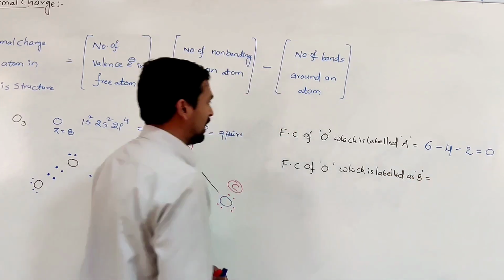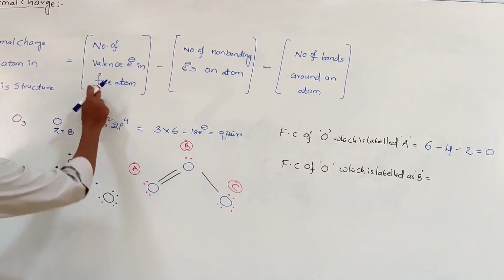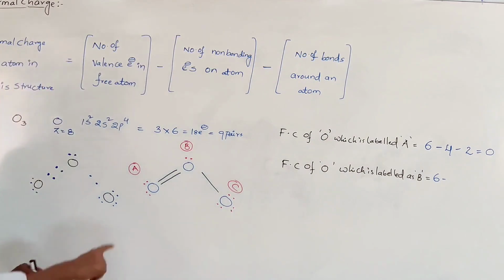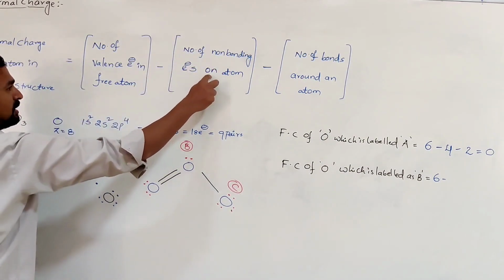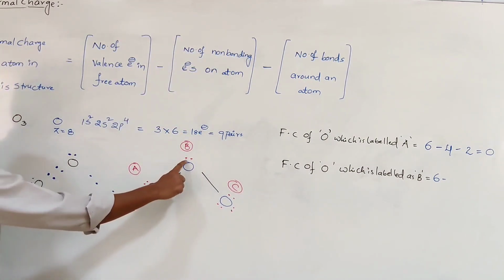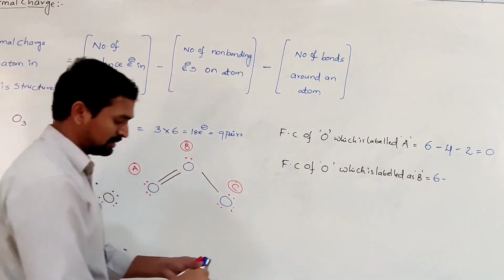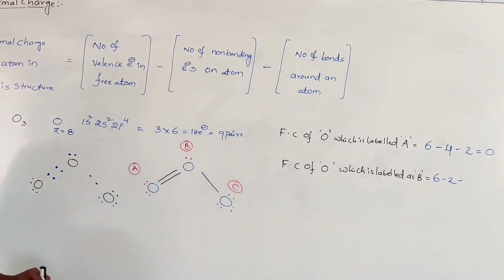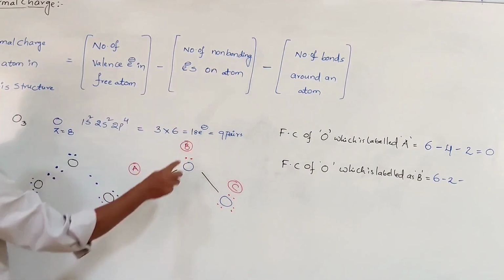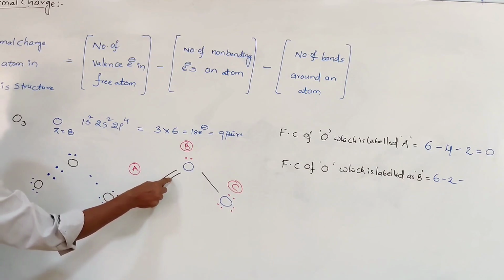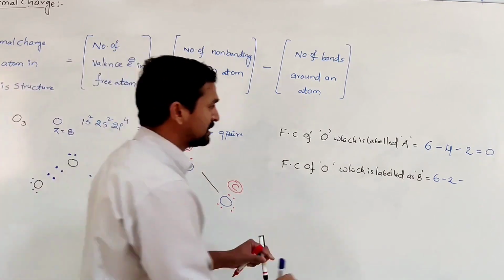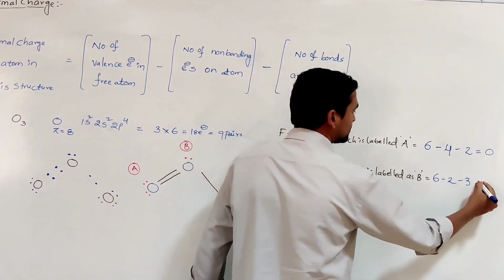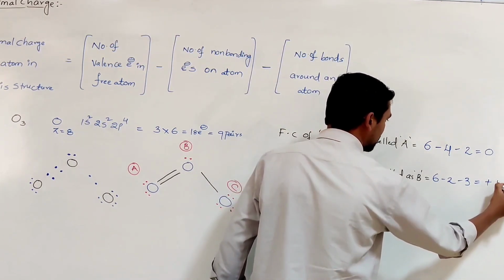Is equal to, again for the oxygen atom, the same number of valency electrons are present, 6, minus the number of non-bonding electrons on the atom. How many electrons are present? 2 electrons are present. 2 minus the number of bonds around that atom. How many bonds are present? 1, 2, 3. Totally 3 bonds are there. So 6 minus 2, 4. 4 minus 3 is equal to plus 1.